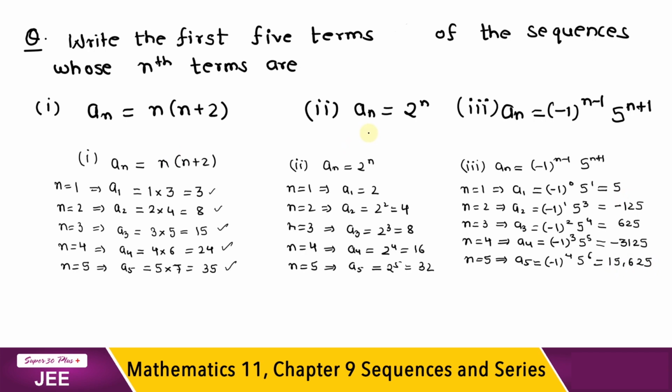Alright, so we are done with finding the 5 terms of these respective sequences. So these are very simple kinds of problems. I hope everybody must have understood so far.